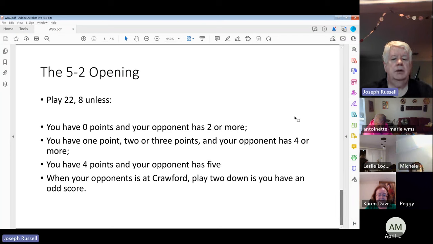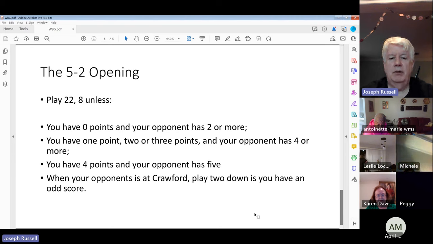Okay, the 5-2 opening. It's something of a better play to play your opening play 24-22 and 13-8. This is another one where you have to be kind of desperate to make any other play. So anytime that you're ahead or tied, you're just going to make the standard play 22-8. So what are the exceptions?